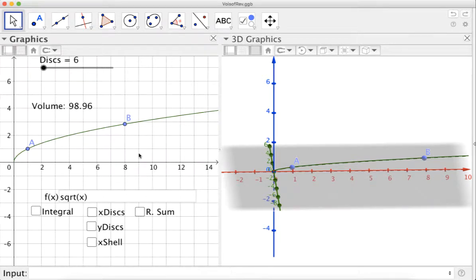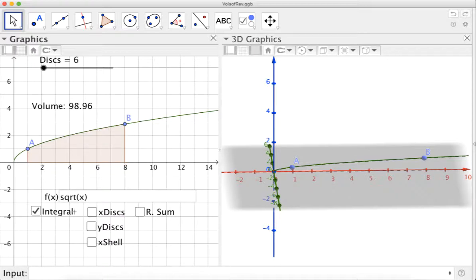Suppose we have a function f of x, which in this case is the square root of x, and we take the integral from x is equal to the x value of a to x is equal to the x value of b, and we get this figure right here.